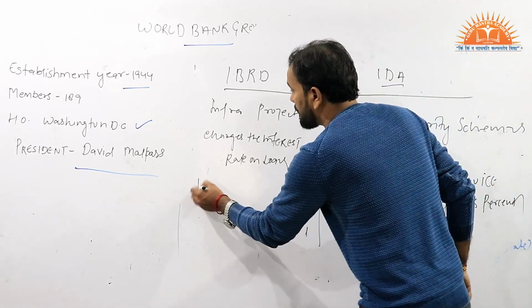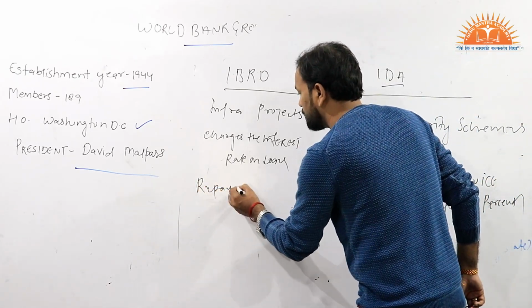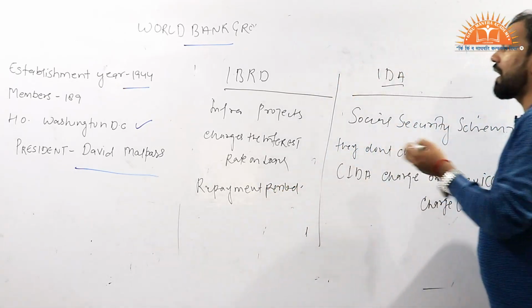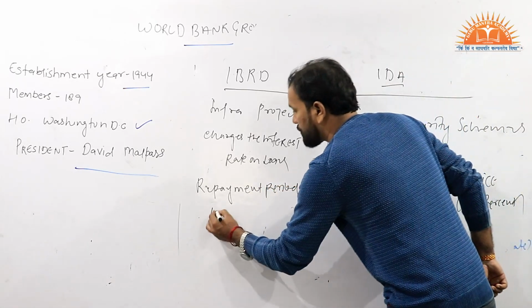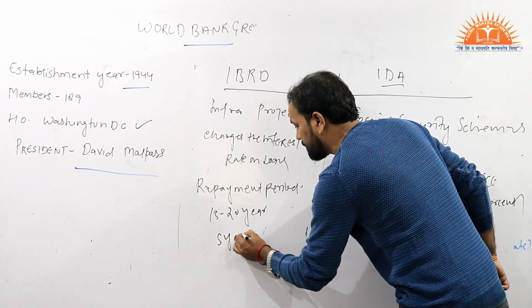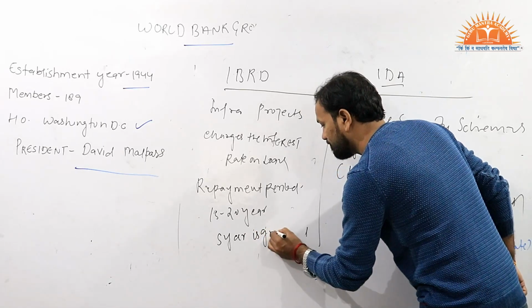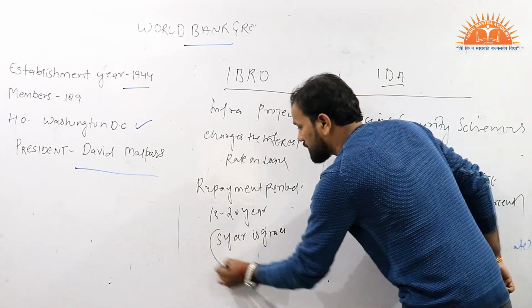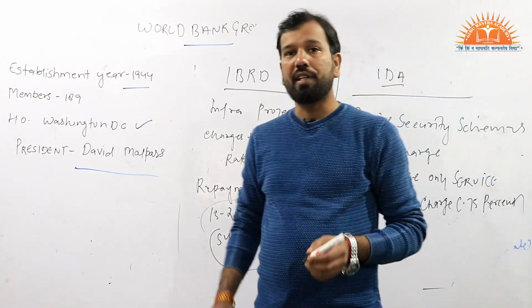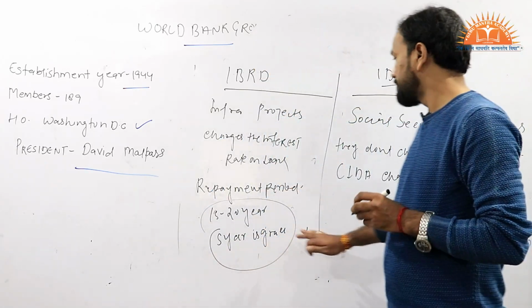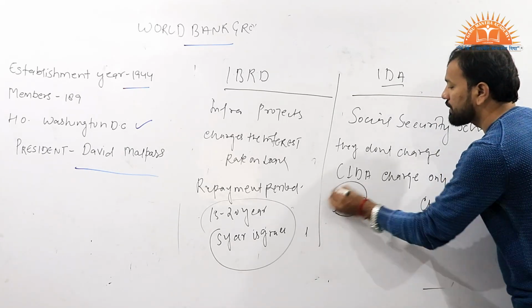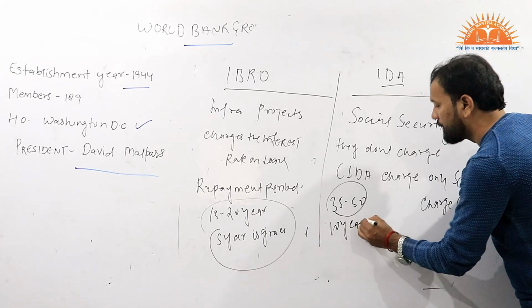The repayment period in the IBRD is 15 to 20 years, and 5 years is a grace period. It means whatever money we are taking from the IBRD, you have to return within a maximum of 25 years. But here the repayment period is 35 to 50 years, and 10 years is a grace period.